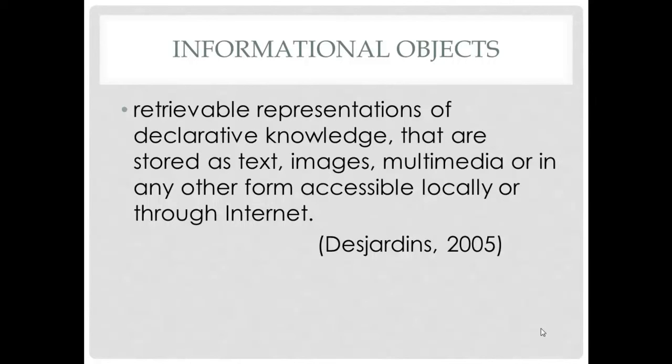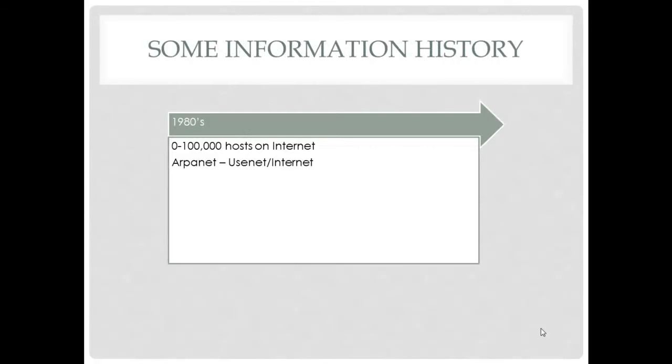Moving from the definition of information, according to Desjardins, 2005, informational objects can be viewed as retrievable representations of declarative knowledge that are stored as text, images, multimedia, or any other form that's accessible locally or through the internet. In the context of the internet, then, what has happened to information over the past few decades?